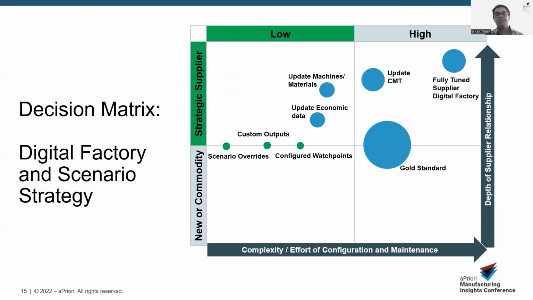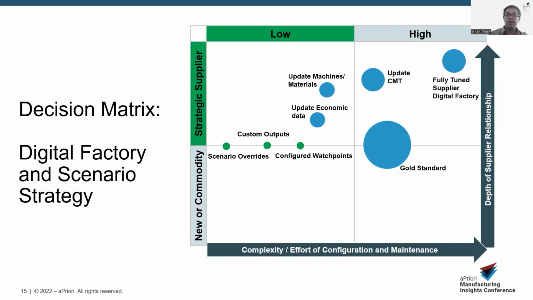And as a closing slide, here is a chart to help summarize the suggestions for your digital factory or scenario customization strategy. The x-axis is the level of complexity or effort of configuration and maintenance for all of the topics that we discussed today. The y-axis is the depth of the relationship you have with the supplier. Scenario overrides are low effort. Exposing or displaying custom outputs takes a little bit more effort, and configuring Watchpoint reports takes a bit more effort beyond that.